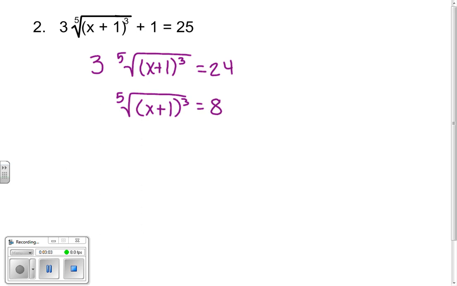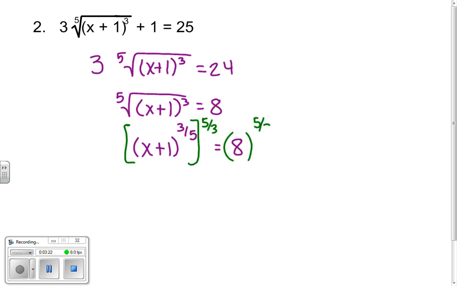I'm going to take a second and rewrite this left-hand side. It'll make things a lot easier. That's the same as x plus 1 to the 3/5. Remember the bow tie thing. The bottom number is outside, the top number is inside. And the reason I do that is because at this point, I can just raise both sides to the 5/3 power. Taking the 5/3 power really means I'm cube rooting, so there's no plus or minus.